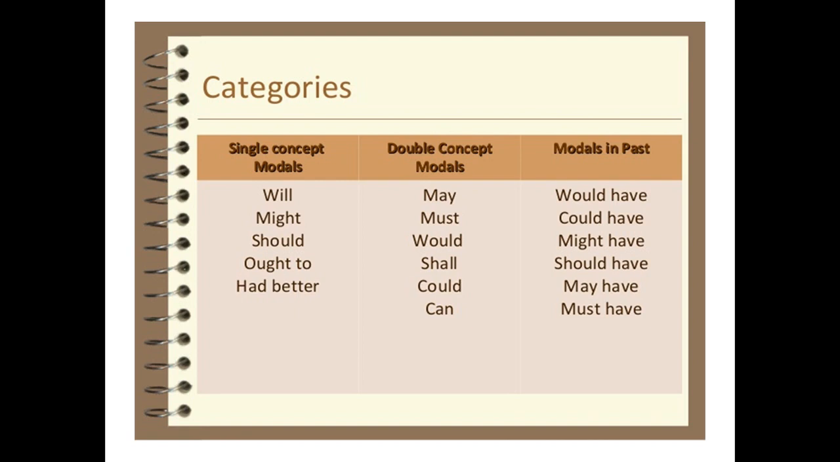While speaking about categories, we should pay attention to single concept modals, double concept modals, and modals in past. Single concept modals: will, might, should, ought to, had better. Double concept modals: may, must, would, shall, could, and can. Now about modals in past: would have, could have, might have, should have, may have, and must have.